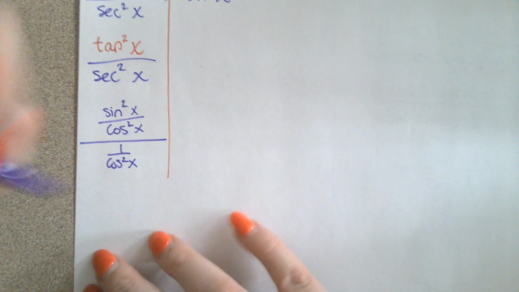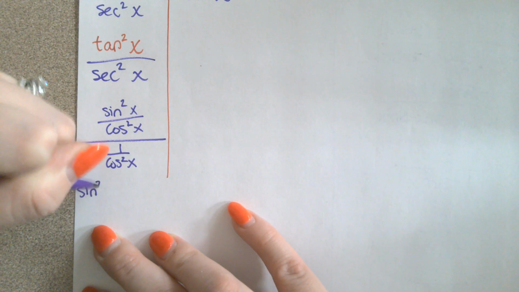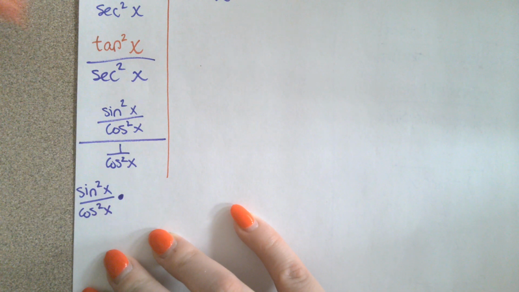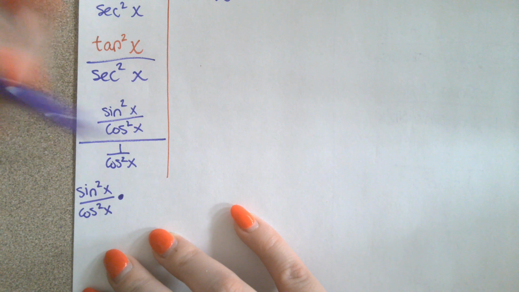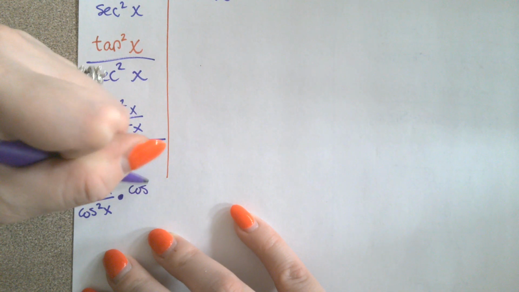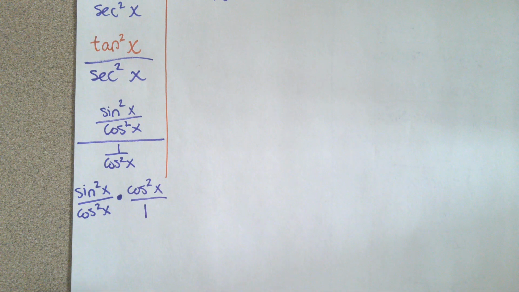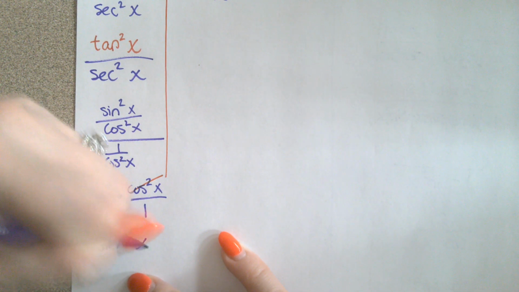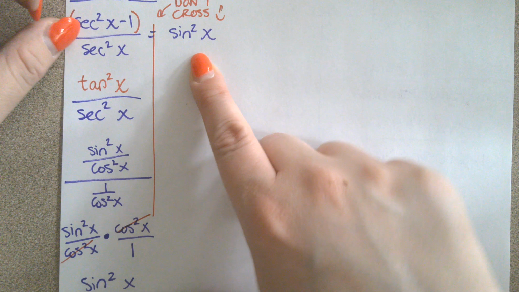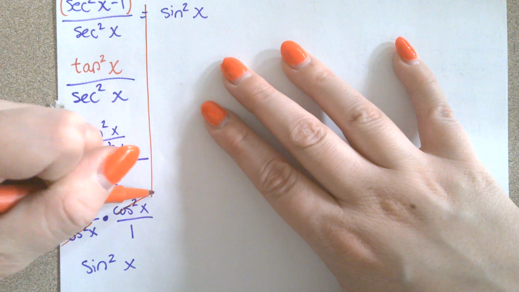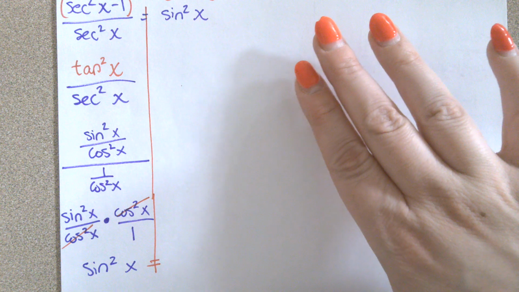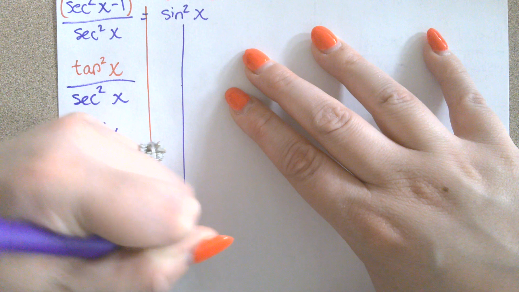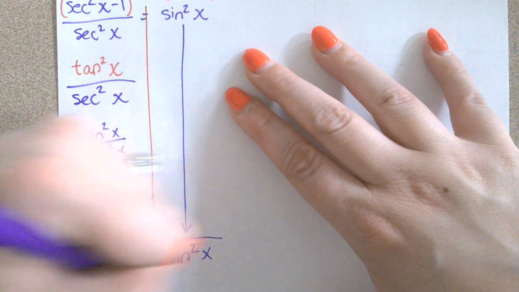Then we can keep, change, flip. I'm going to do this in one step. Sine squared x over cosine squared x. Please write this out. So top fraction times, we're changing this to times, flip, cosine squared x over 1. Cancel, cancel. We are left with sine squared x, which is exactly what I needed to get. I'm going to bring this down. And there you have it.